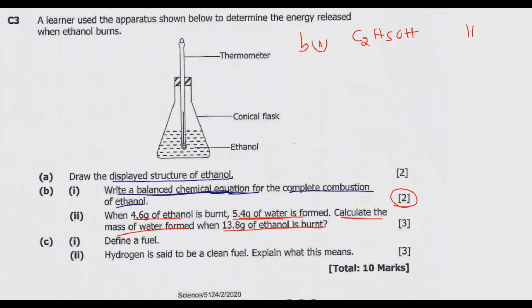So we know that ethanol, then you have water. What I've been told is, if I burn 4.6 grams of ethanol, I'm going to get how many grams of water? 5.4 grams. Then if now I burn 13.8 grams of ethanol, what will be the mass of water I'm going to get? So here I put 13.8 grams, then is equal to x, because I'm looking for x.